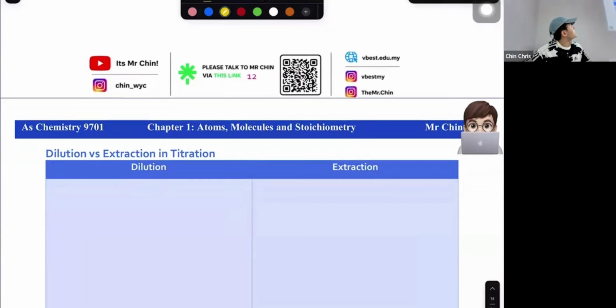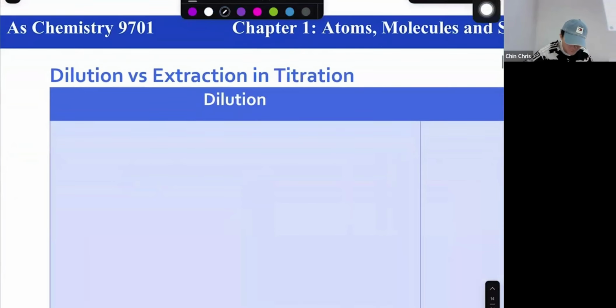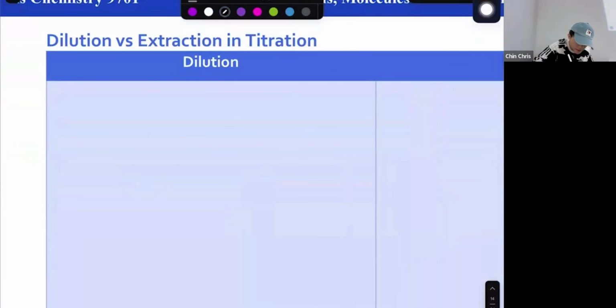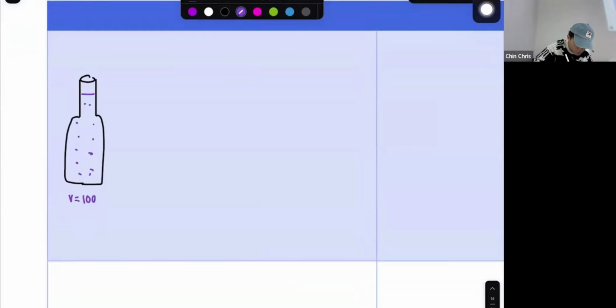All right, guys, now let's look at the difference between dilution versus extraction. You need to know when to apply each. So again, for dilution, let me give you one example. Just imagine this. Let's say I have a bottle of wine. At first the volume here is 100 cm cube. The concentration here, I just put it as 1.